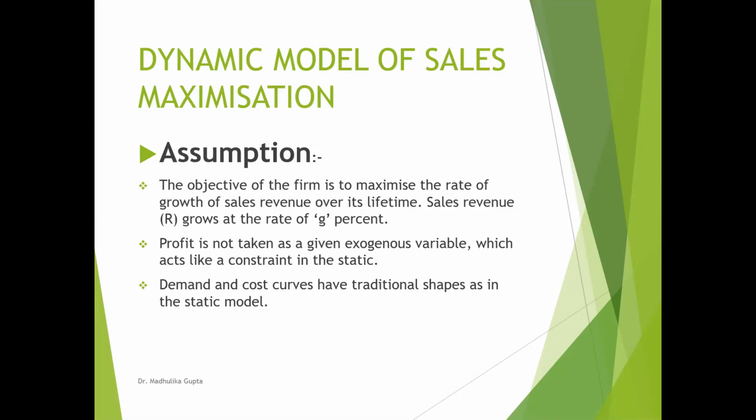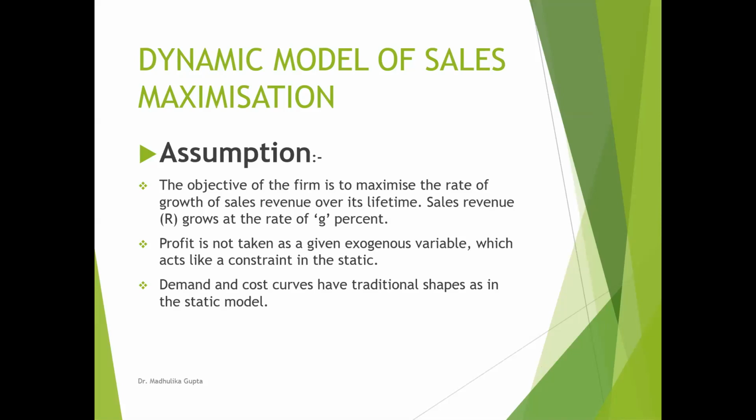Let's understand the second one, the dynamic model of sales maximization. Again, this has a few assumptions: the objective of the firm is to maximize the rate of growth of sales revenue over its lifetime, and sales revenue R grows at the rate of G percent. You'll get to know in the graph in the next slide that sales revenue is depicted by R and the rate is depicted by G.